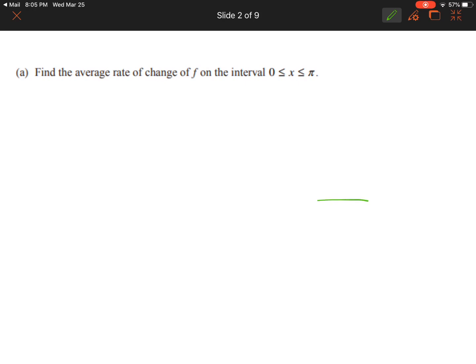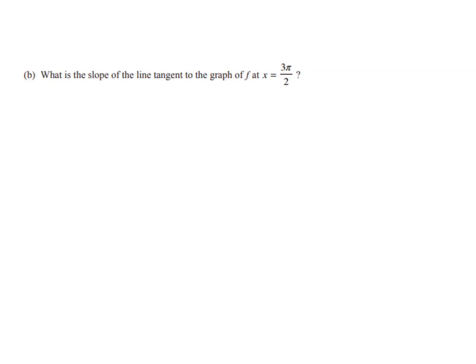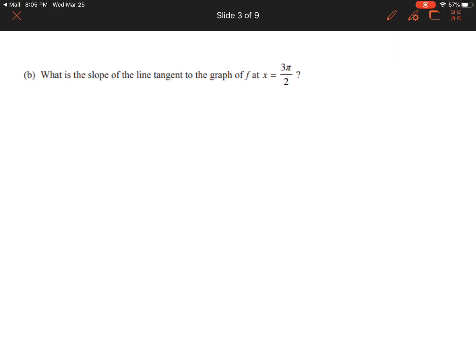So our next part of the FRQ is part B. What is the slope of the line tangent to the graph of f at x is equal to 3 pi over 2? Well, remember that if you want to find the slope of the tangent line at a point on the graph, all I have to do is evaluate it at the derivative. So what we're trying to find is f prime of 3 pi over 2. Alright, so that's great. First, we have to find the derivative, obviously.